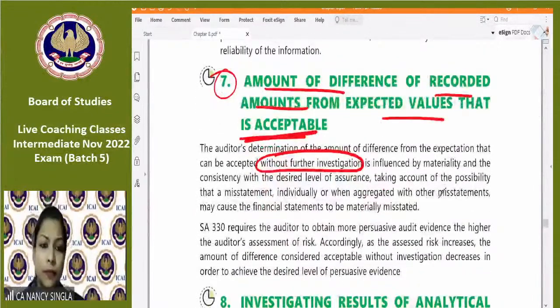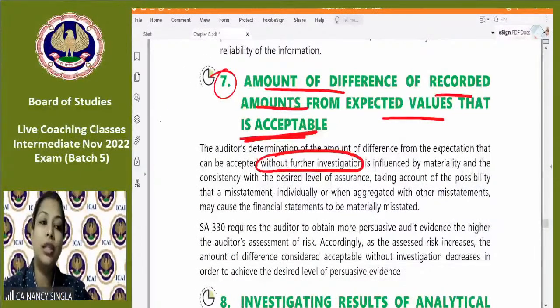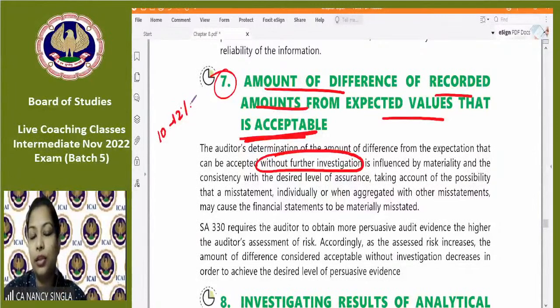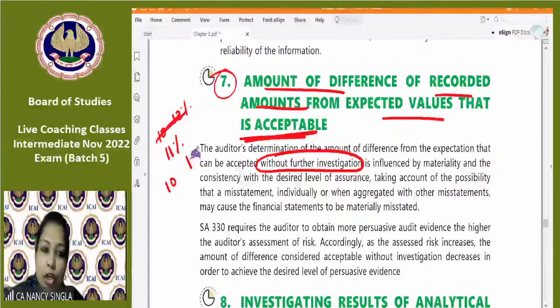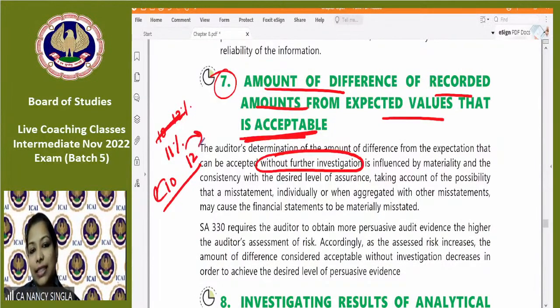And the last point, amount of difference of recorded amounts from expected value that is acceptable. Like I gave the example of 500 rupees, that if this much difference is there then that is acceptable. But beyond that I will have to investigate further. Okay? So auditor will consider what is the acceptable difference. For example, the auditor decided that the GP ratio should be 11%. But if it is 10% or 12%, it is acceptable to me. Okay? But less than 10 or more than 12 is not acceptable.